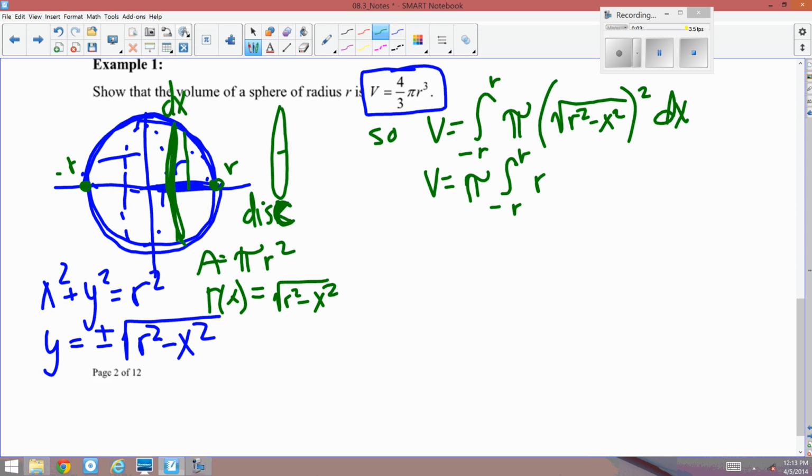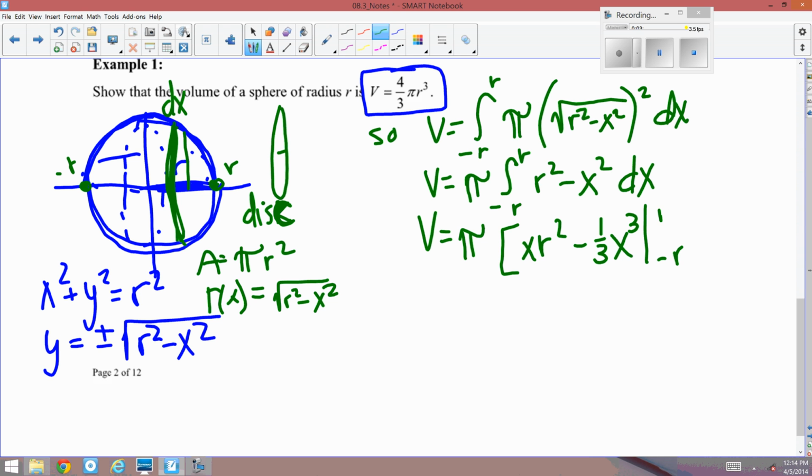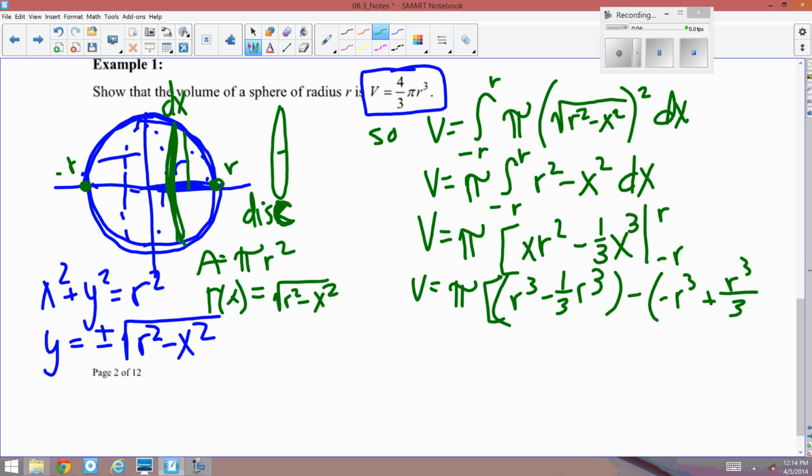Then that squared, we're just going to have r squared minus x squared with respect to x here. Integrating. Remember, we treat r as a constant here. Simplifying, let's plug this in. So we get r cubed for the first part, minus 1/3 r cubed, minus negative r cubed plus r cubed over 3, or 1/3 r cubed.